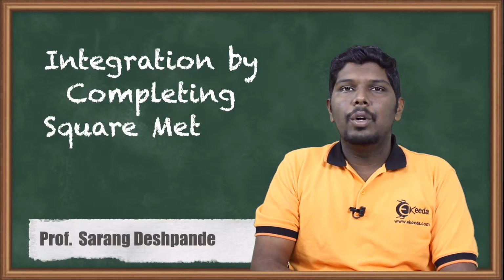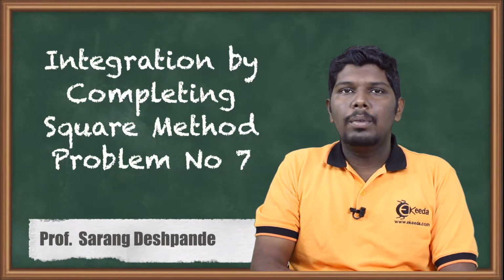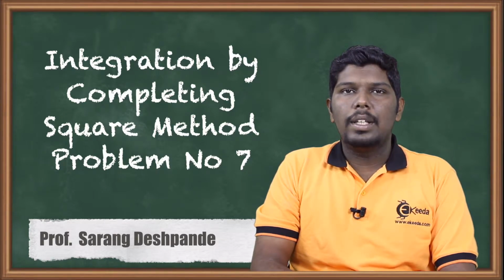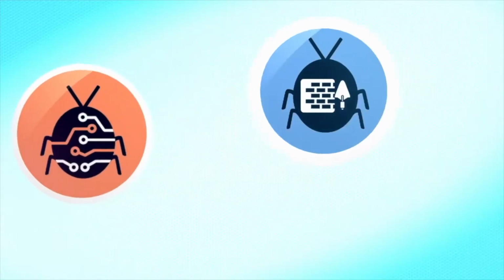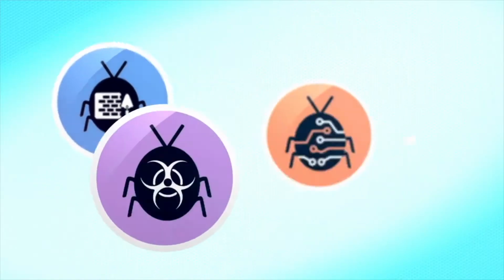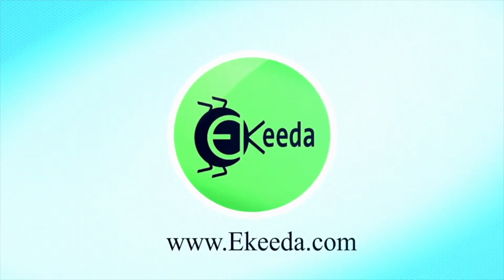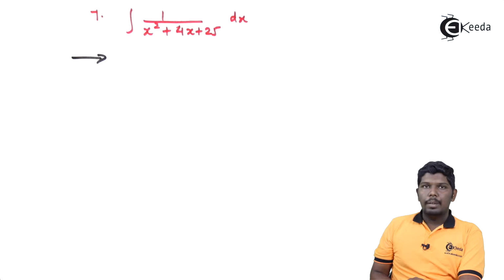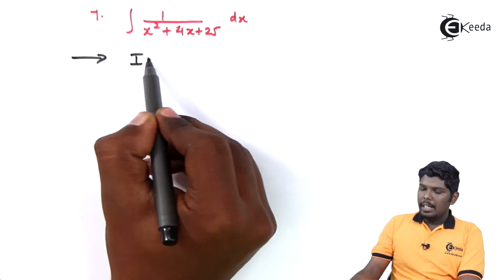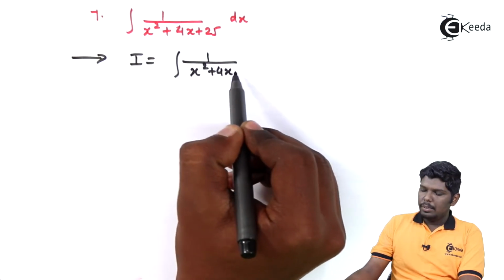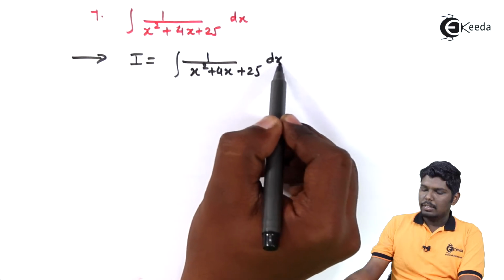Hello friends, in this video we are going to see one more problem which is based on integral 1 upon ax square plus bx plus c dx. Let us start with problem number 7. Integral 1 upon x square plus 4x plus 25 dx. I is given as integral 1 upon x square plus 4x plus 25 dx.